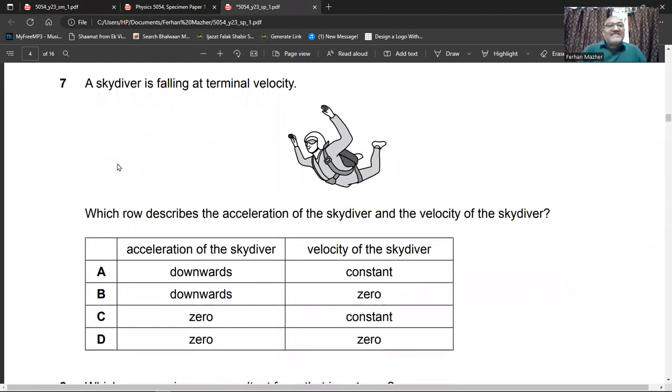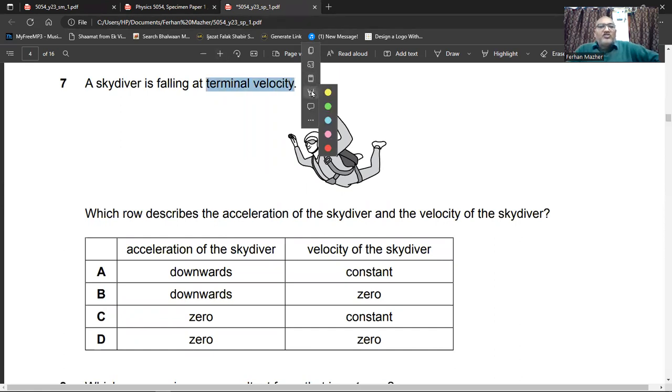Question seven, a skydiver is falling at terminal velocity. Which row describes the acceleration of the skydiver and the velocity of the skydiver? You see, underline this word.